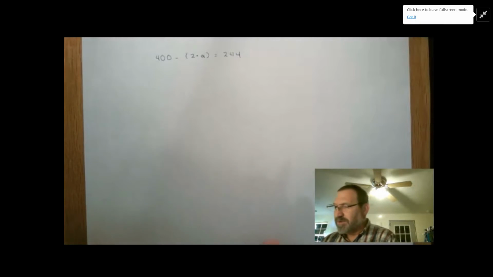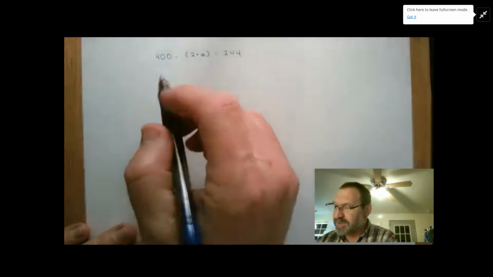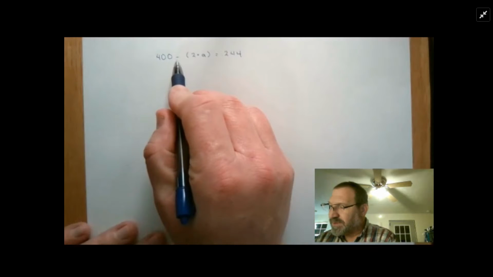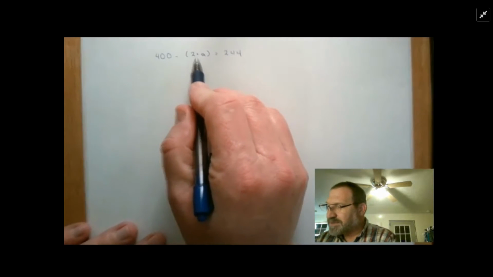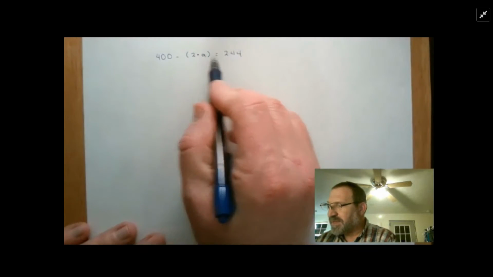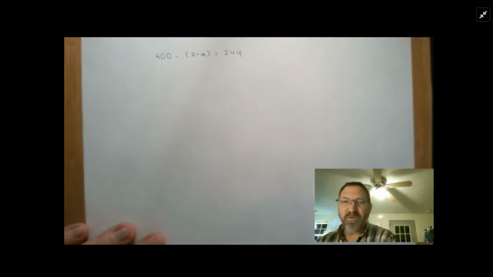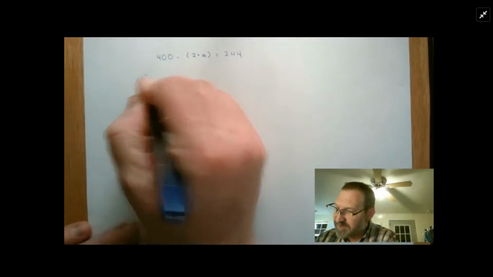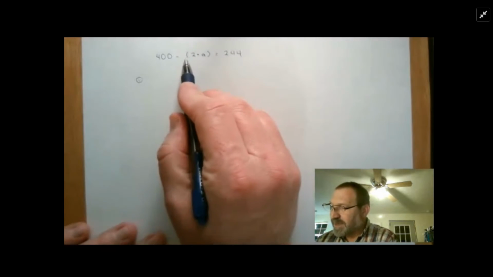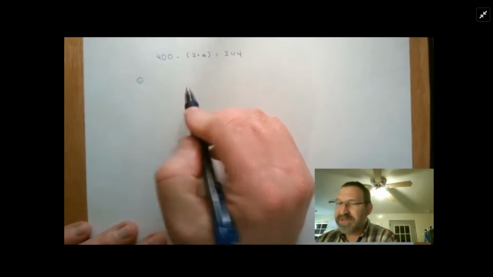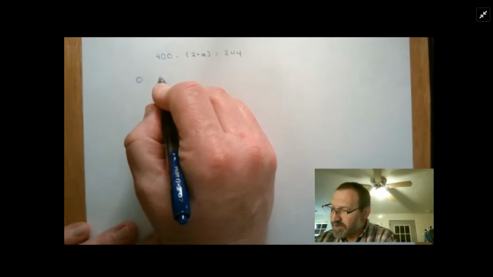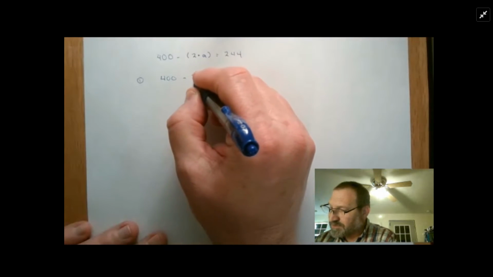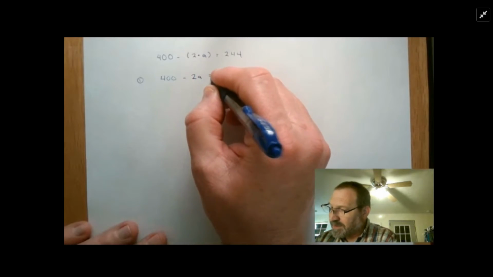What I want to do is first look at it and say, how old am I if 400 reduced by twice my age, 2 times my age, is equal to 244. So the first step, I'm going to number these steps and put some space in between them, is I'm going to recognize that 2 times a is really a single quantity. So I'm going to rewrite this as 400 minus 2a equals 244.